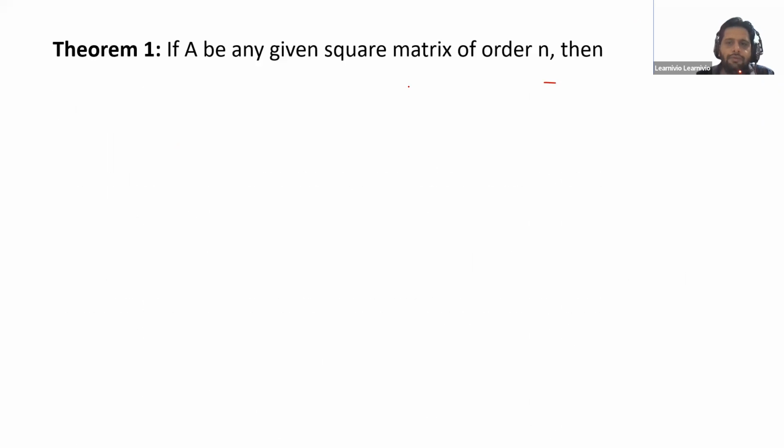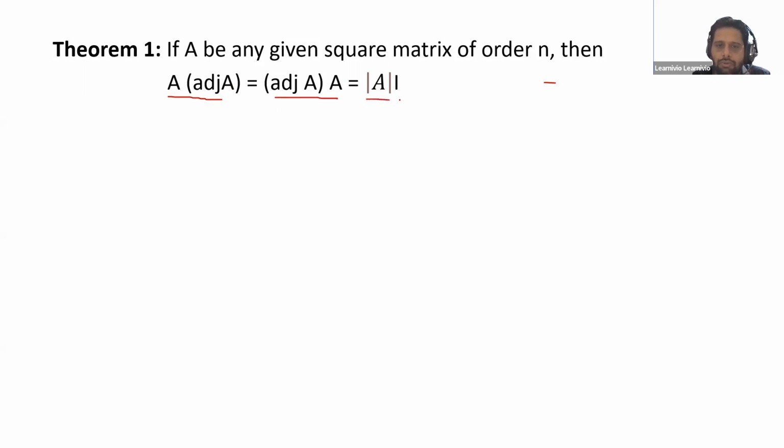Now after this, we have a theorem. There's a theorem that if A be any given square matrix of order n, then A into adjoint of A will be equal to adjoint of A into A, and that is equal to determinant into I. This is our first theorem. So we will do the proof of this.